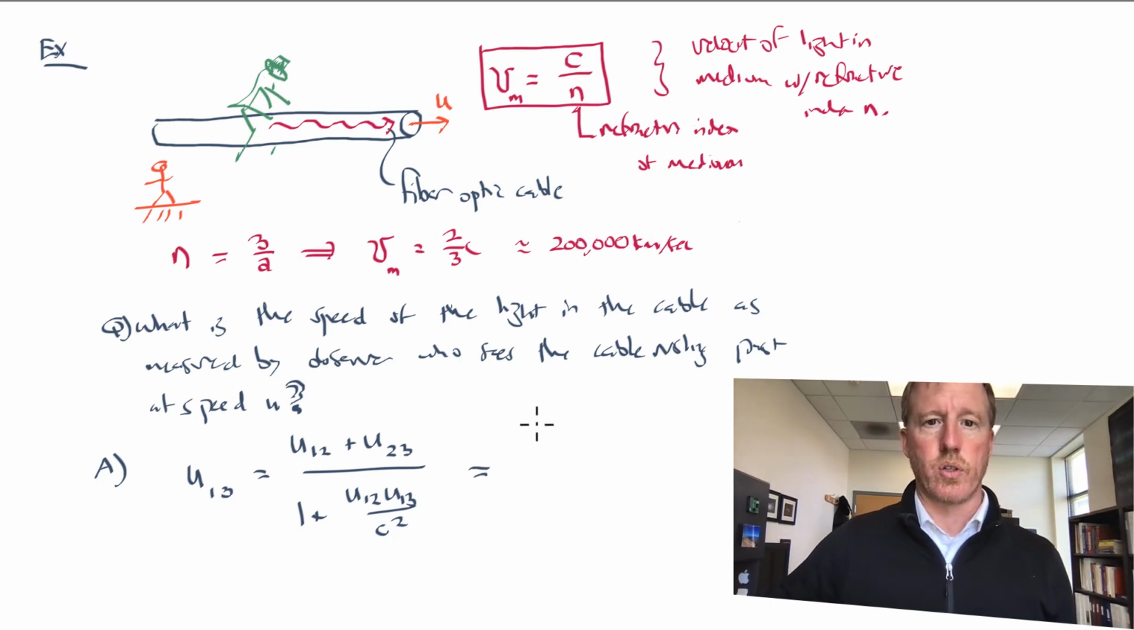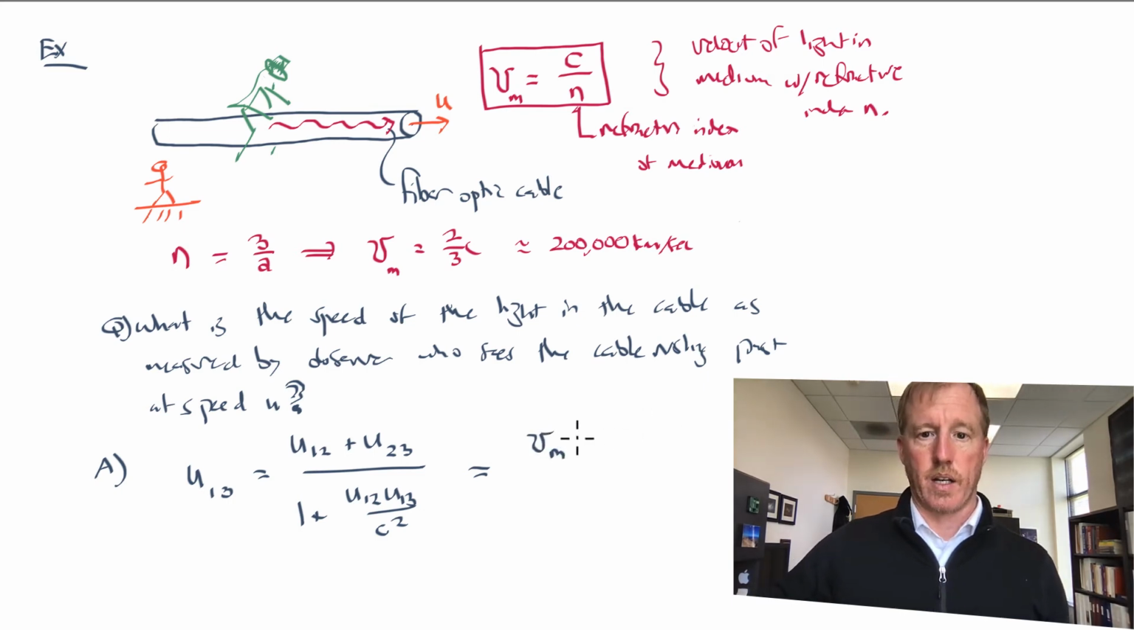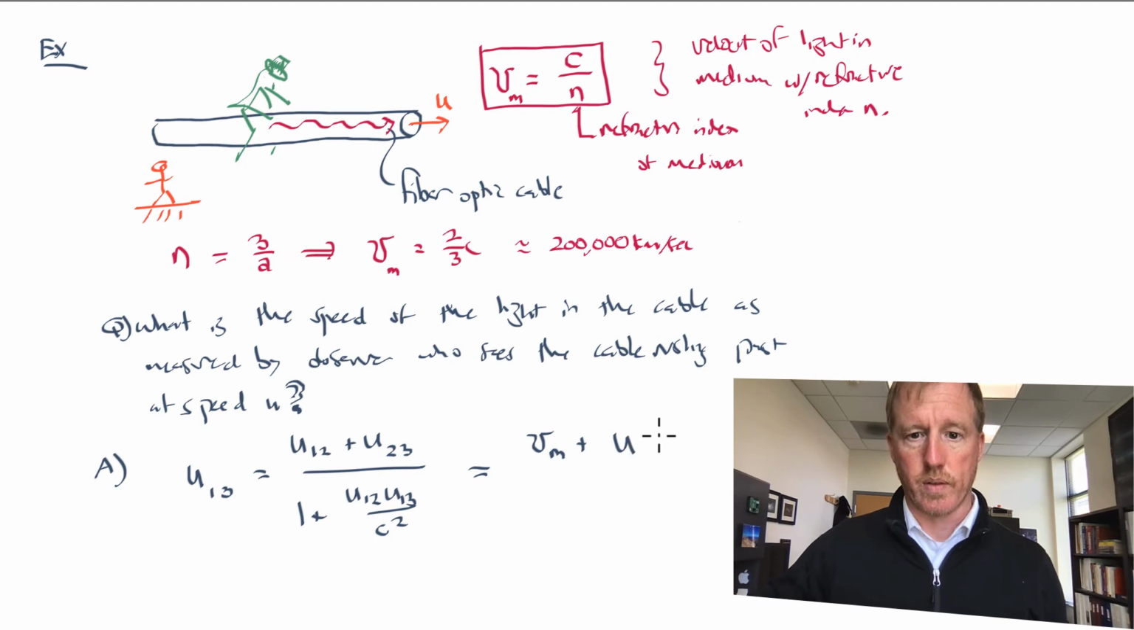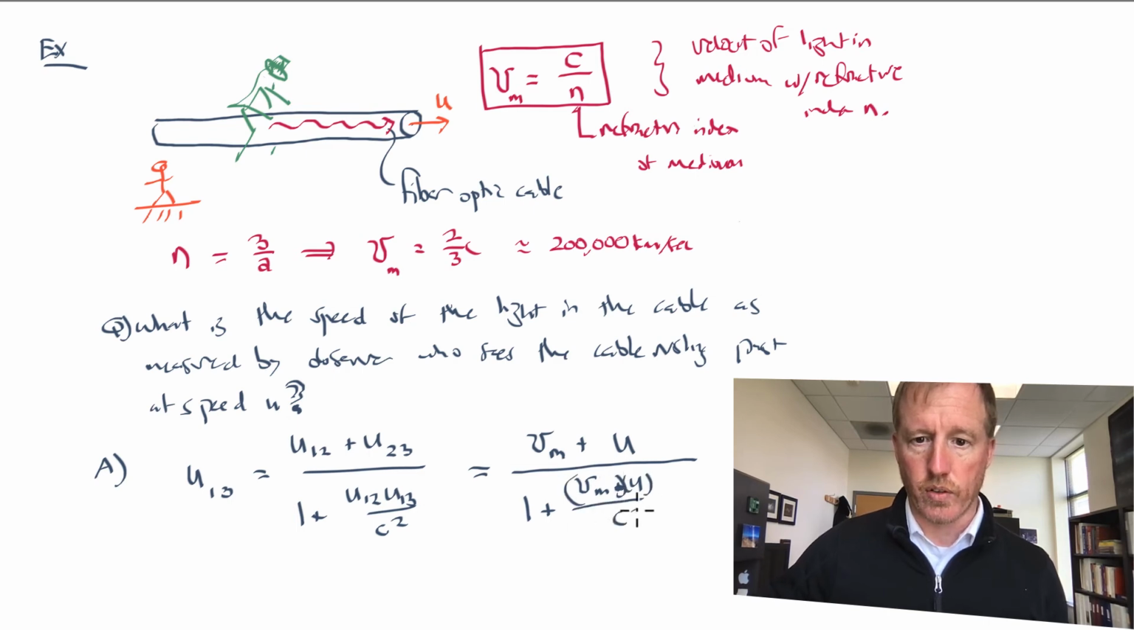So u12 would be the speed of the light as measured by the gnome, and that would be c over n, or I say the velocity of the light in the medium, Vm. What about u23? That would be the speed of the gnome compared to this guy over here. Okay, so that would be u. And then you'd have 1 plus Vm times u over c squared.